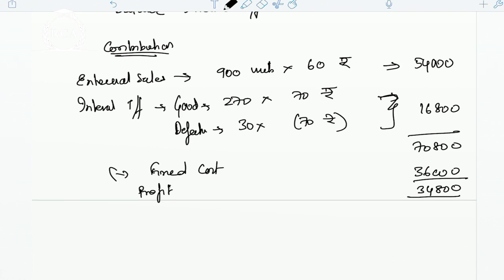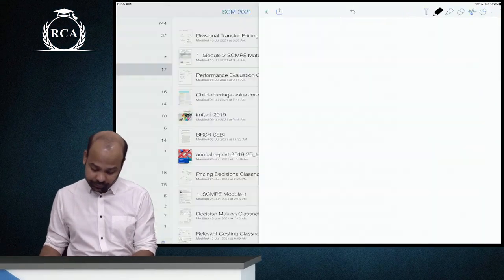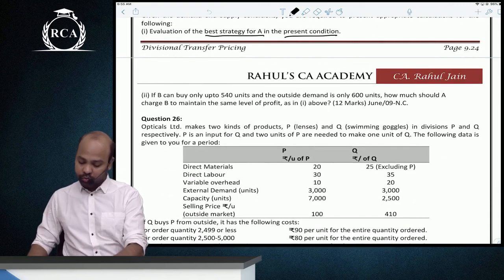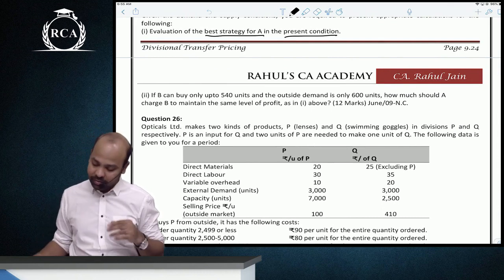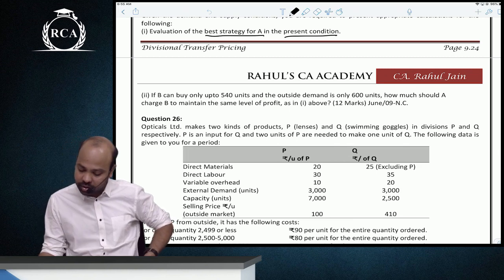I hope you're all done with this. Look at the second bit. We can all do it collectively. If B can buy only up to 540 units and the outside demand is only 600 units, how much should A charge to maintain the same level of profit as in one above?